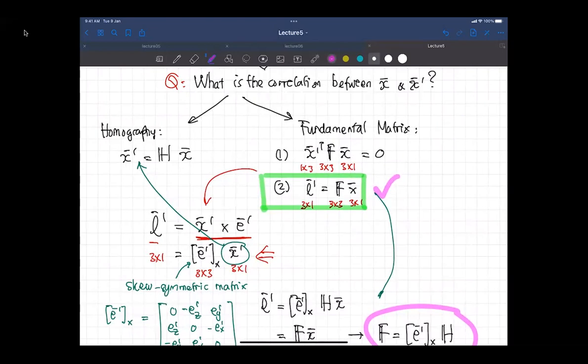So for the fundamental matrix, if you do not know the intrinsic camera parameters K, you use the fundamental matrix. If you know the intrinsic parameters, then the fundamental matrix becomes the essential matrix, basically. So they are the same thing, only slightly different in properties. The fundamental matrix is more dependent on K, and the essential matrix is independent from K.